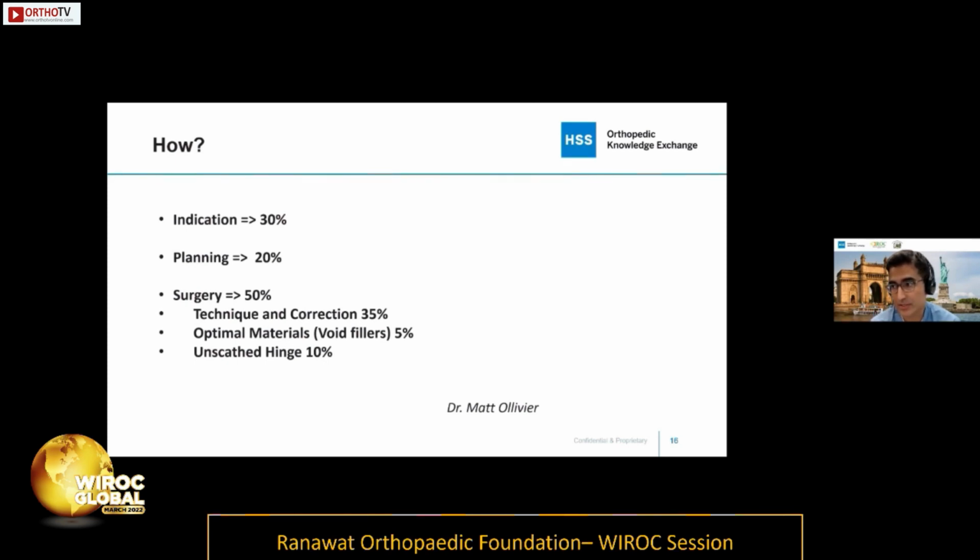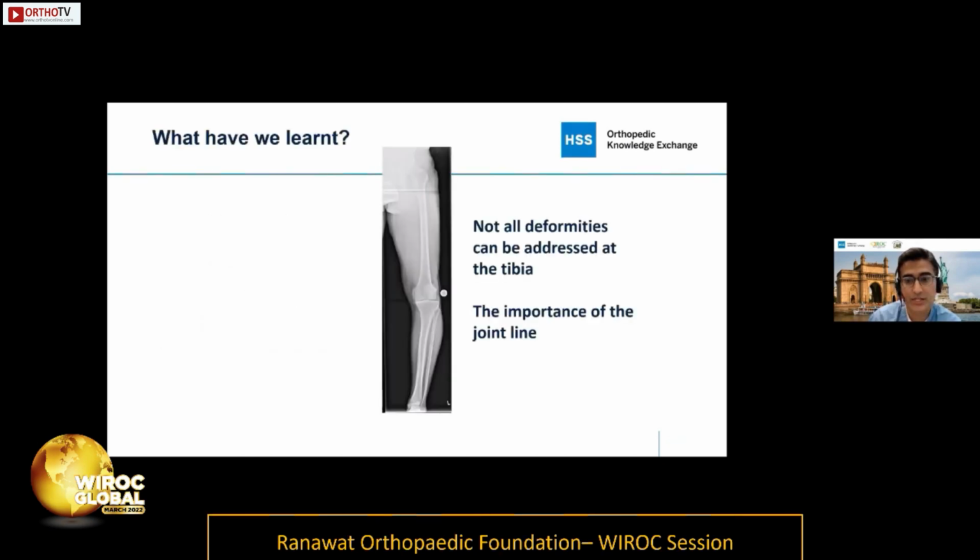This is my colleague Matthieu Ollivier's split as to how you go about getting a good DFO done, with the indication being 30% of the job, 20% planning, and 50% the surgery. And within the surgery, we talk about a few different things such as the technique, the correction, the hinge, and fillers.